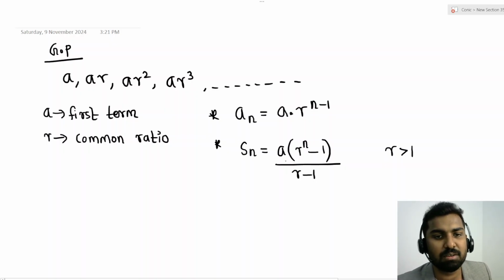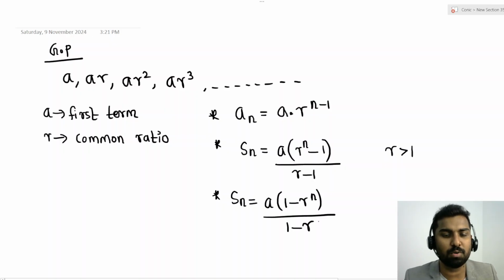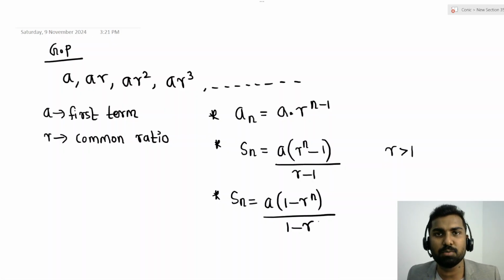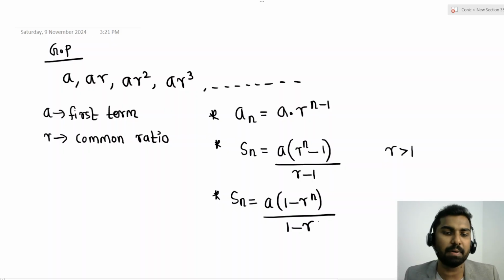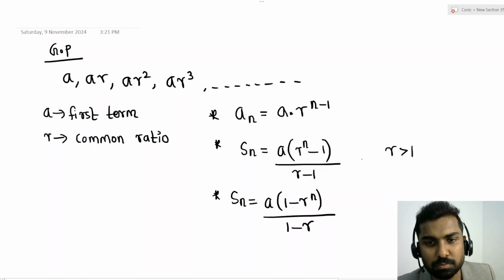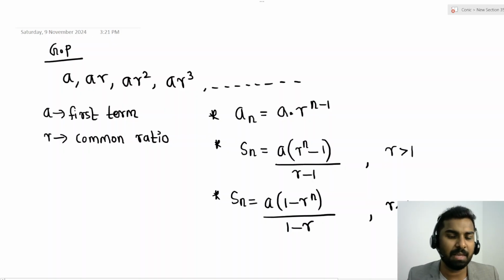If r is greater than 1, we use this formula, and if r is less than 1, we use the formula Sn equal to a into 1 minus r to the power n divided by 1 minus r. They are reverse of each other. When r is more than 1, it is r to the power n minus 1 divided by r minus 1. If r is less than 1, Sn equals a into 1 minus r to the power n divided by 1 minus r. So this condition is r greater than 1, and the next condition is when r is less than 1.